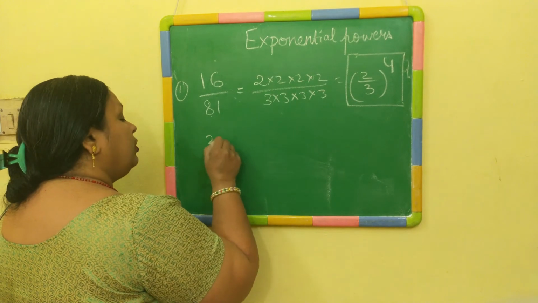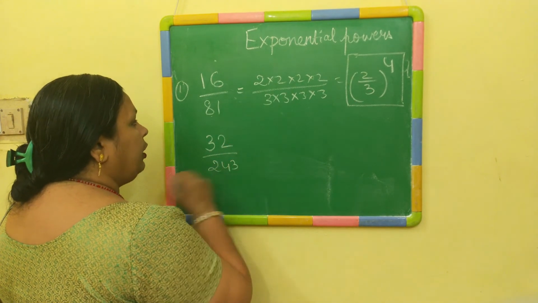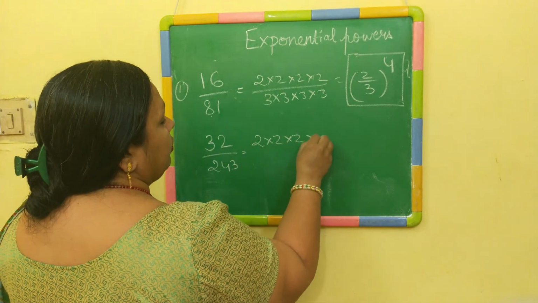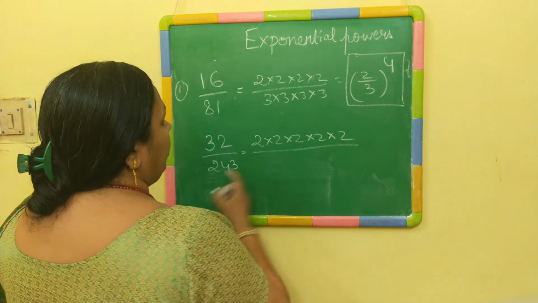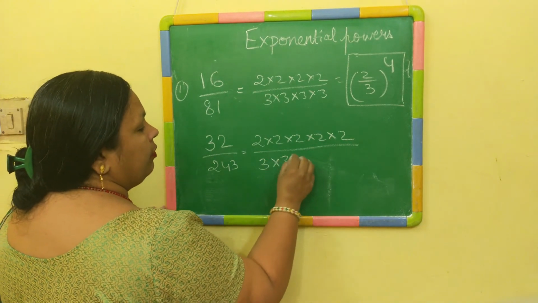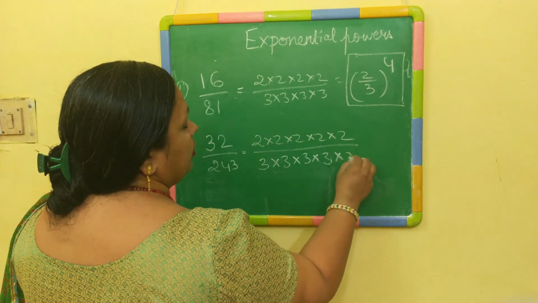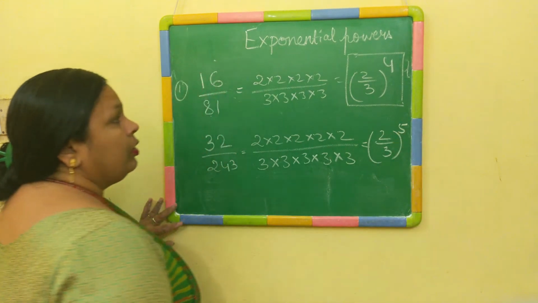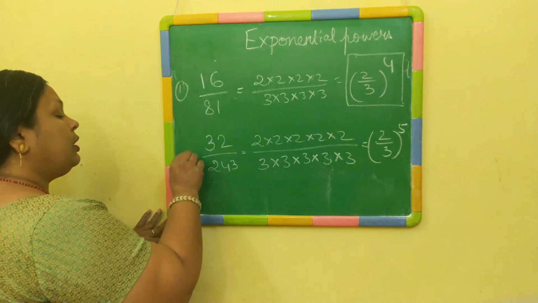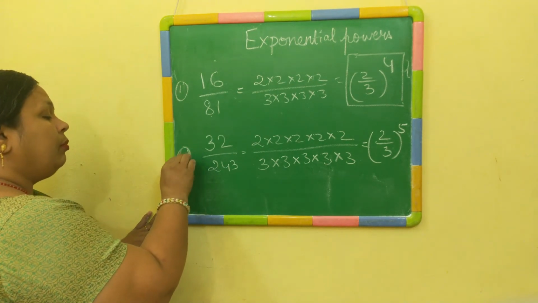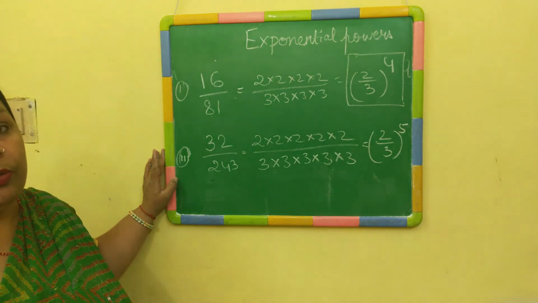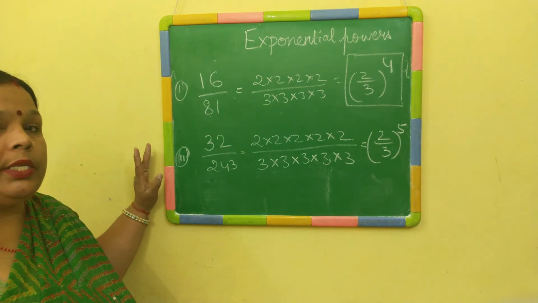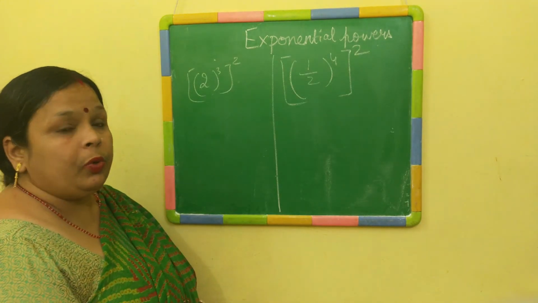Okay, if 32 by 243 is given, so what we'll do, we will be multiplying 2 five times, and 3 multiplied 5 times will give you 2 by 3 power 5. So isn't it so easy to write the numbers in exponential form and to evaluate the value of that. So now we will be taking 2 more examples.